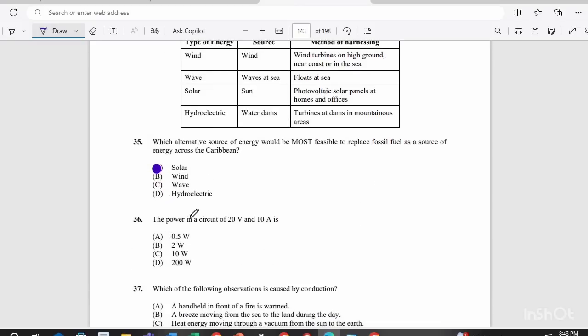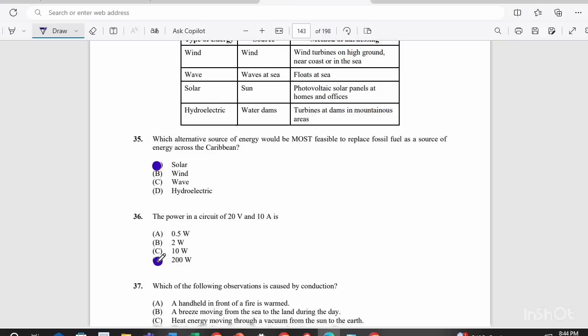36. The power in a circuit of 20 volts and 10 amperes is A, 0.5 watts, B, 2 watts, C, 10 watts, or D, 200 watts. The answer there is D, 200 watts.